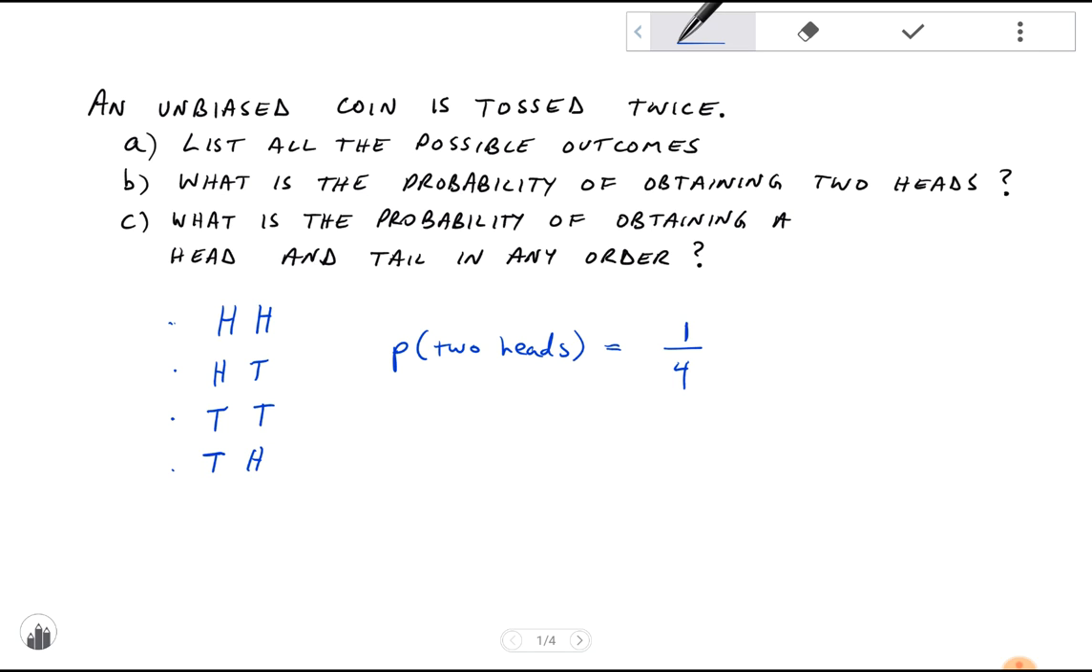What is the probability of obtaining a head and a tail in any order? Okay, so probability of head and tail. Again, there are still 4 possible outcomes. This one, this one, this one, this one. But now, heads or tails, you've got this outcome right here, or this outcome right here. You could have head, tail, or you could flip tail, head. So there are 2 ways of doing so. And then we can simplify 2 over 4 as 1 over 2. So the probability of getting a head and a tail is 1 out of 2.